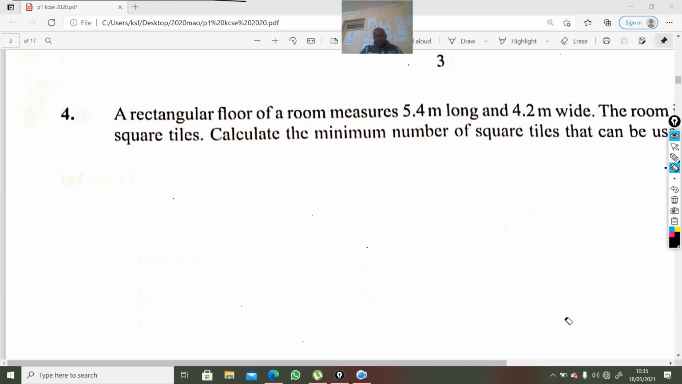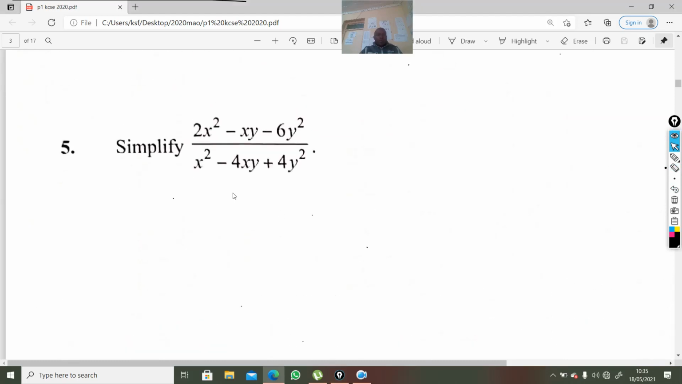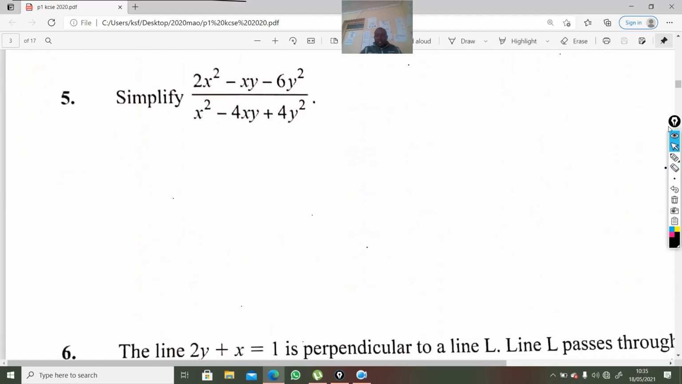Question number 5. It is talking about we simplify. The question is that we simplify these expressions. Here you are to think about factorization method, and in the factorization method, here we have the sum, the numerator. If I think of numerator first of all, you can do the numerator separately and the denominator separately.